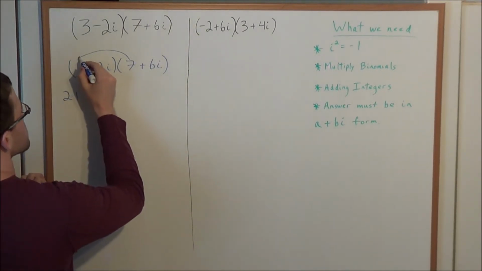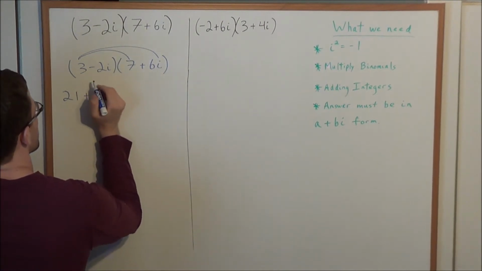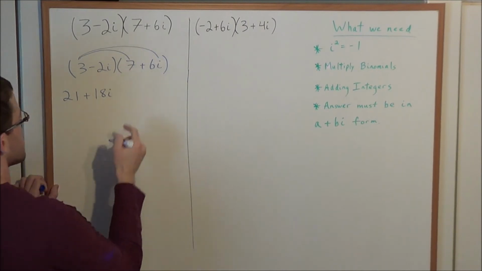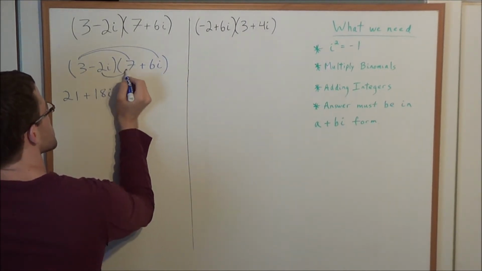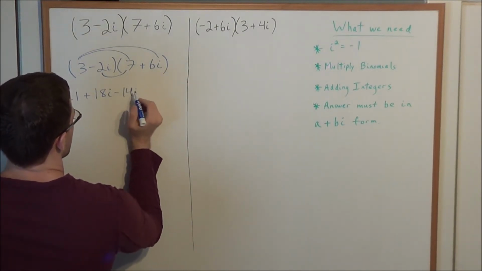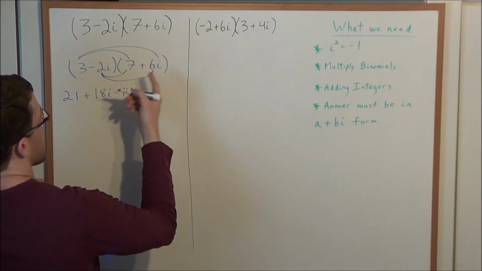Now next we could do a positive 3 times a positive 6i. We're really just multiplying 3 times 6, and we have 18, so 18i, since this is a 6i. And now we have a negative 2i times a positive 7. This is a negative 14i. And now finally we have a negative 2i and a positive 6i.